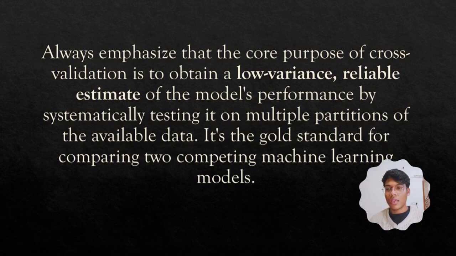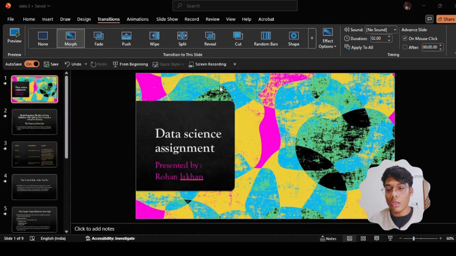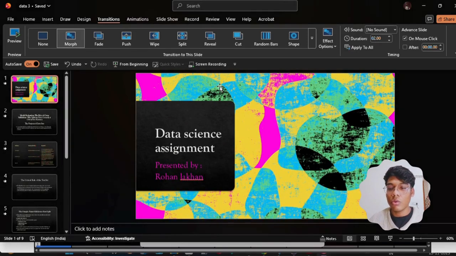And the thing I want to say in the last is to always emphasize that the core purpose of cross validation is to obtain a low-variance, reliable estimate of the model's performance by systematically testing it on multiple partitions of the available data. It's the gold standard for comparing two competing machine learning models.